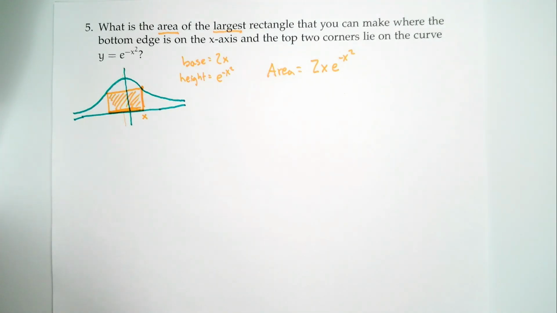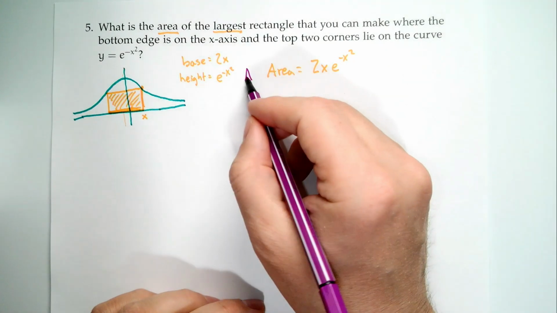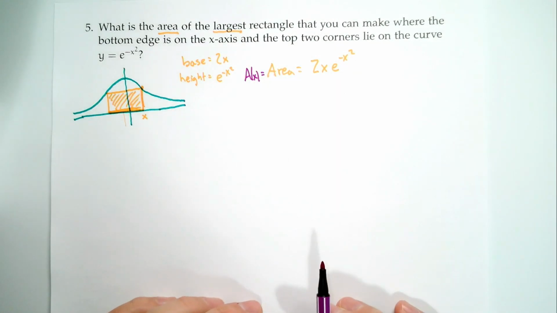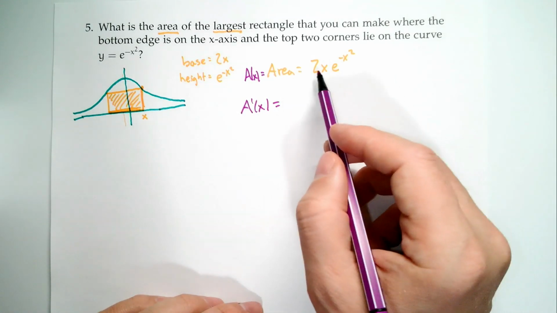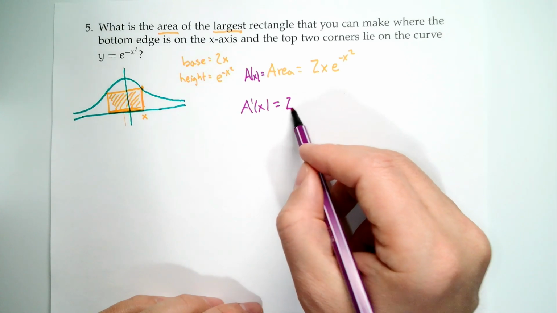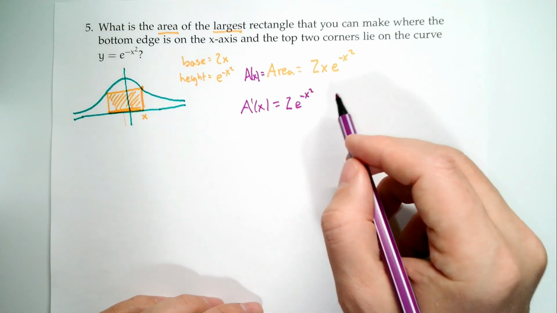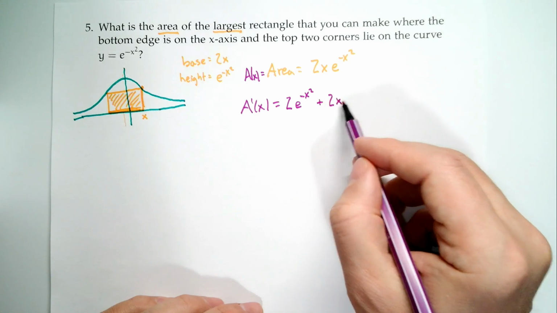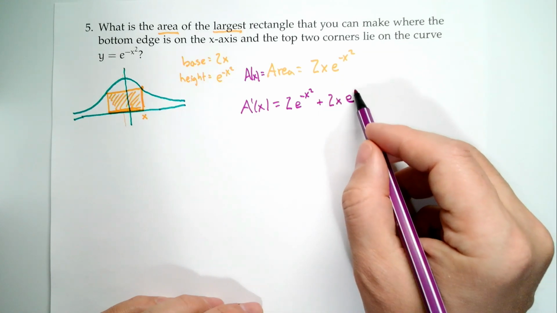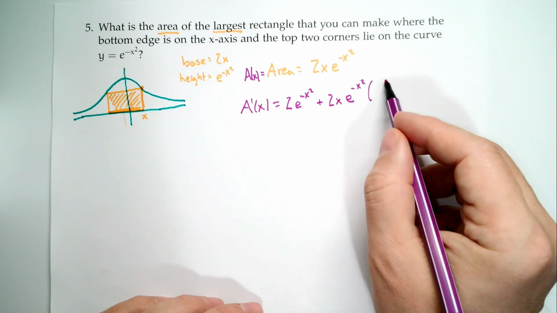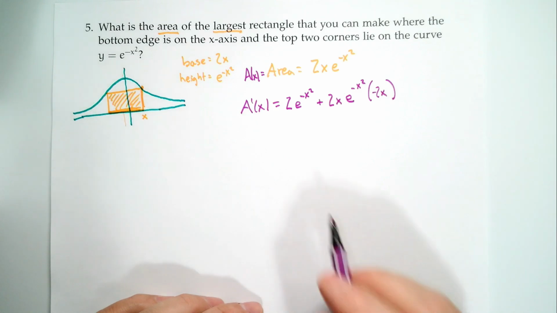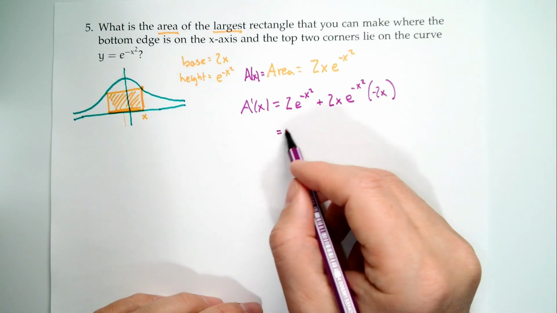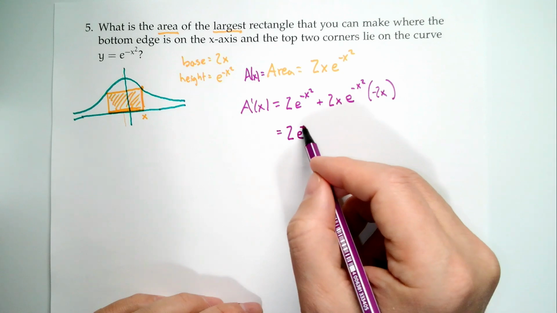So what do we do? Well, now that we have our area, it's a function of x, and so we can really call this our a of x. So what we'll do is we'll take the derivative, a prime. So product rule, derivative of the first, 2 times the second, e to the minus x squared, plus the first times the derivative of the second, chain rule, e to the minus x squared times the derivative of the exponent, minus 2x. So let's see. We can definitely pull a 2 out, and we can also pull out e to the minus x squared.